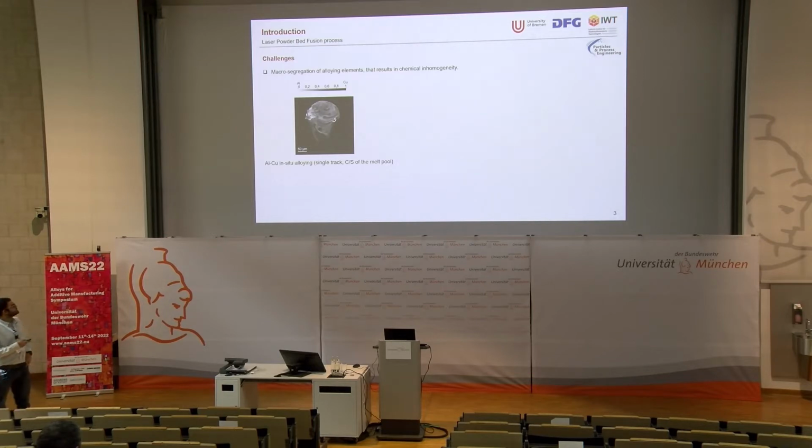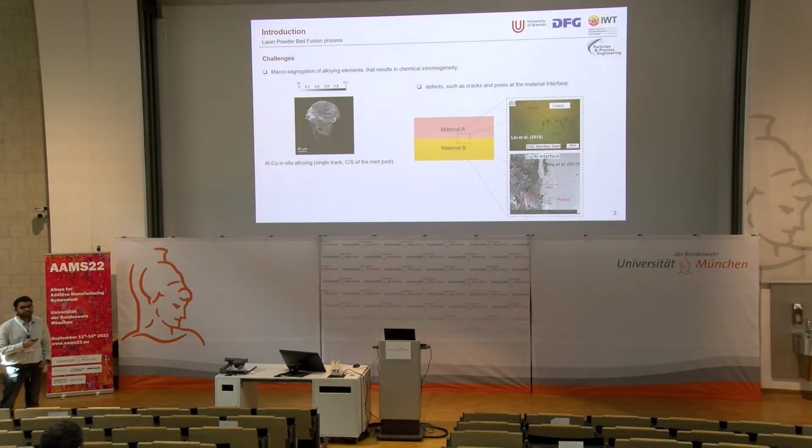Here is a figure which shows a cross section of a single track. During this experiment, a layer of aluminum was deposited over a copper substrate and then melted with the laser. In this figure, you can easily see the segregation of aluminum and copper in the melt pool. The second issue is that when you are doing interlayer and intralayer printing, in the interfacial zone you see defects like cracks and pores because of the difference in thermophysical properties of the two metals.